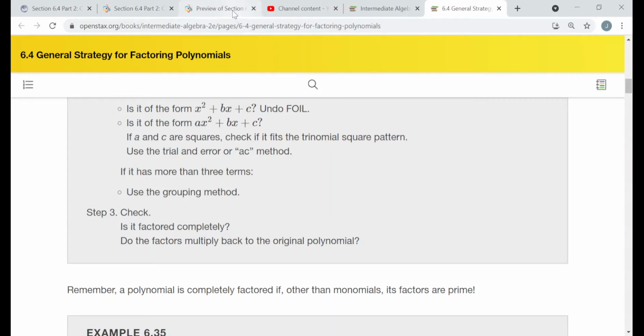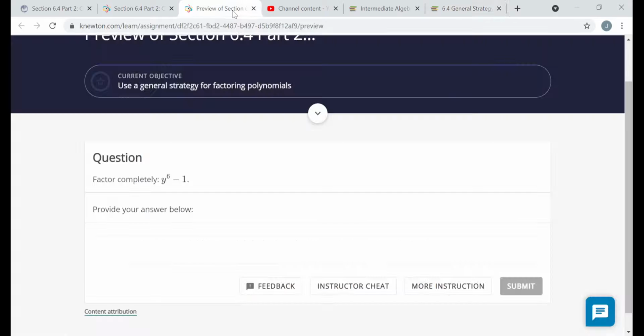Okay, so I just wanted to go over that there because I didn't want to write all that stuff again. Alright, so I'll write this polynomial out. We have y to the 6th power minus 1, and we're asked to factor completely and put the answer in this box down here.